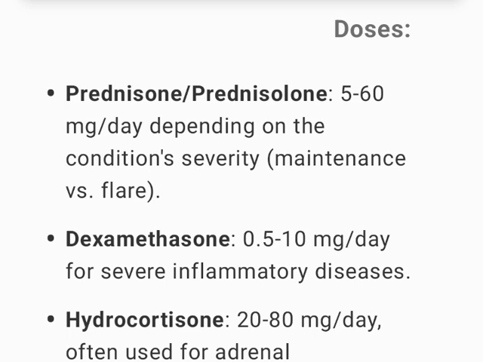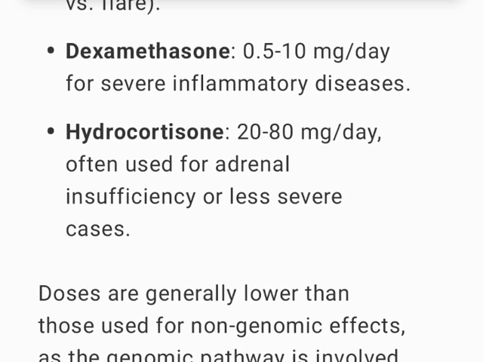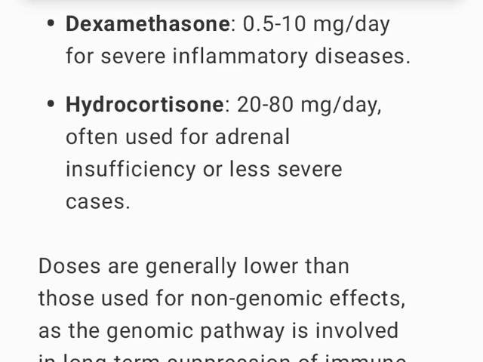Doses: prednisone, prednisolone, 5 to 60 milligrams per day, depending on the condition's severity, maintenance versus flare. Dexamethasone, 0.5 to 10 milligrams per day for severe inflammatory diseases. Hydrocortisone, 20 to 80 milligrams per day, often used for adrenal insufficiency or less severe cases.